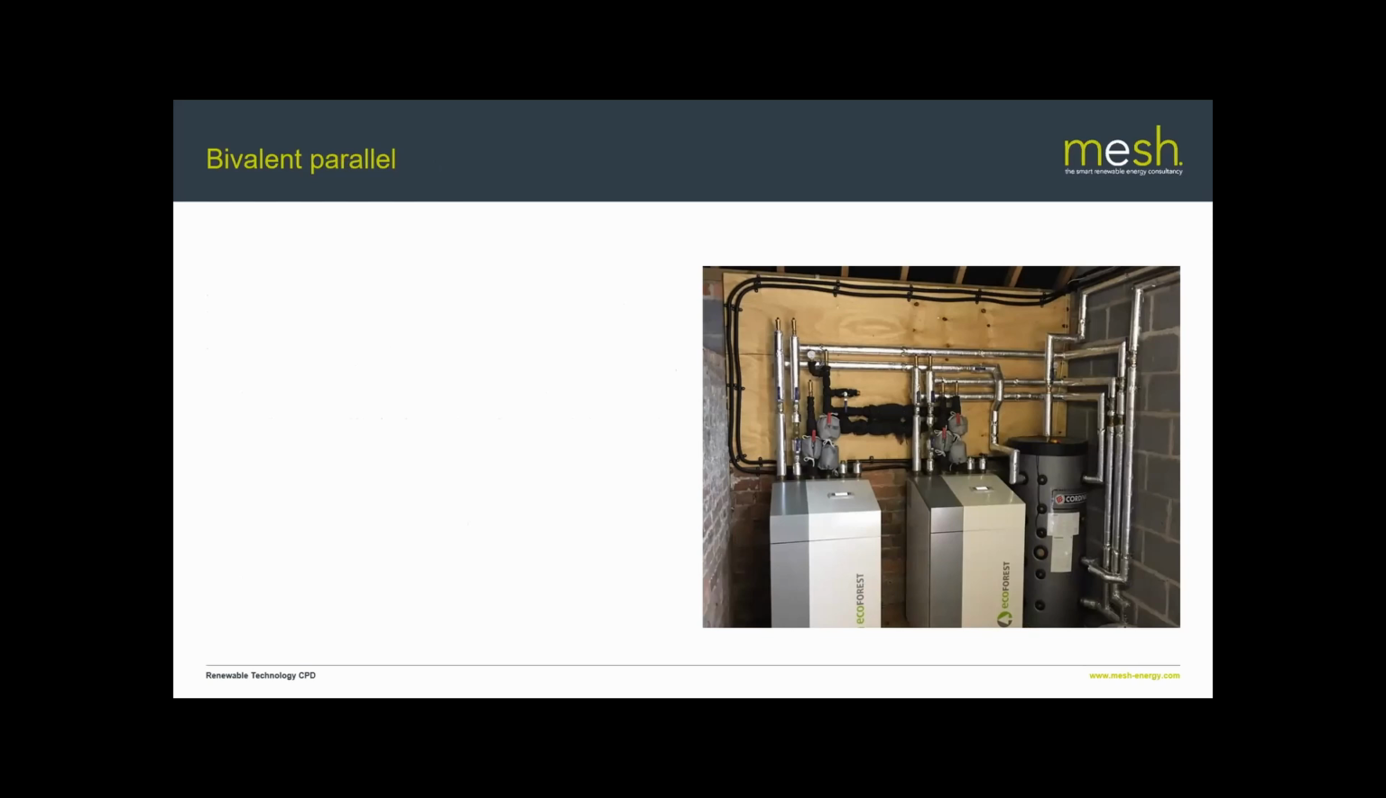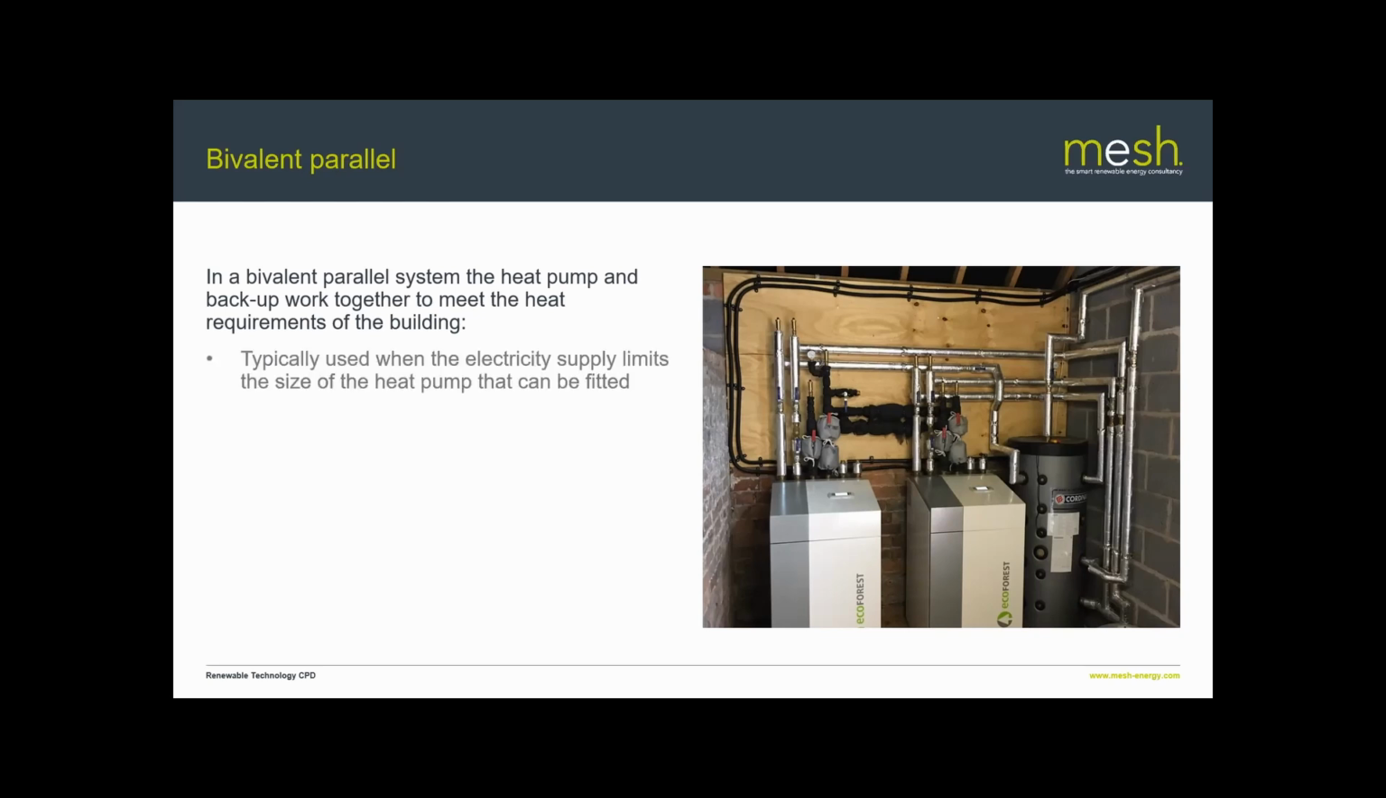So, bivalent parallel. I couldn't actually find a photo of a bivalent parallel system, so I've used two heat pumps in parallel as a sort of proxy. But in a bivalent parallel system, the heat pump and the backup boiler work together in tandem. So in that case, the output of the heat pump plus the output of the boiler need to equal the heat load of the building at design temperature.